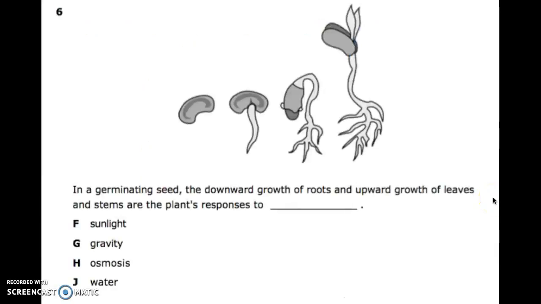Number 6. In a germinating seed, the downward growth of roots and upward growth of leaves and stems are the plant's responses to blank. F. Sunlight. G. Gravity. H. Osmosis. And J. Water.